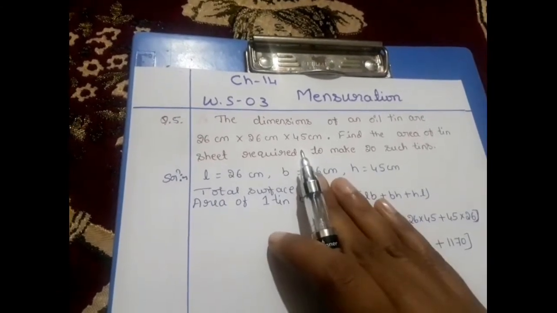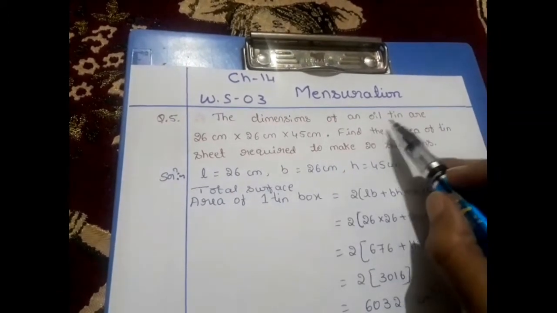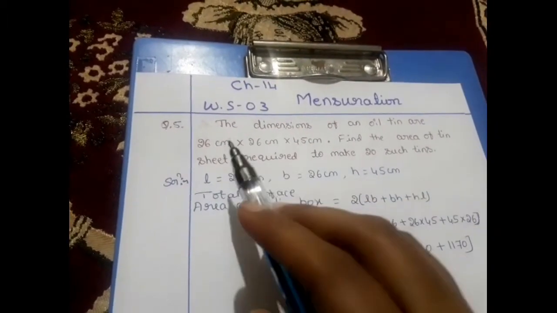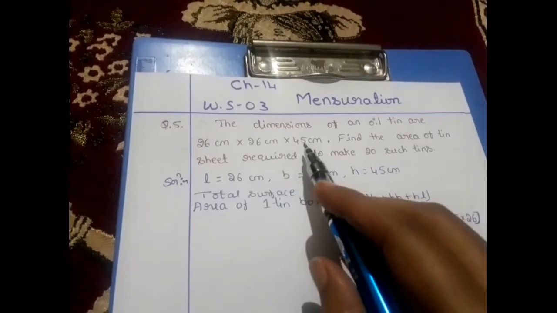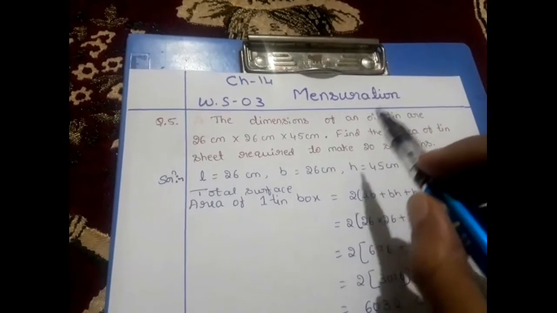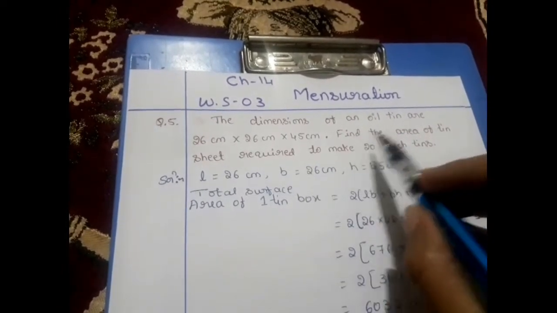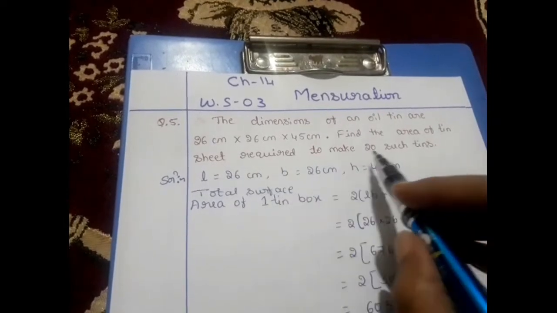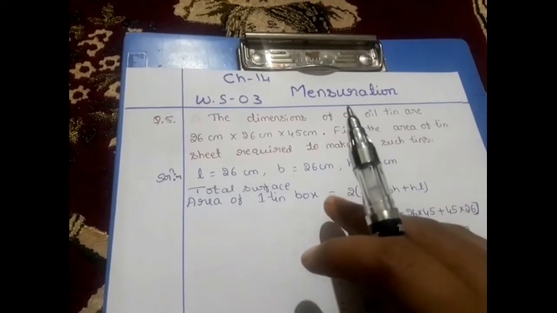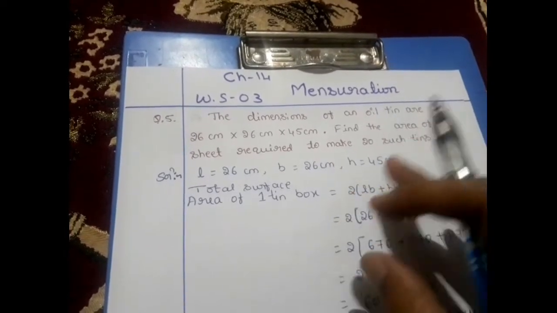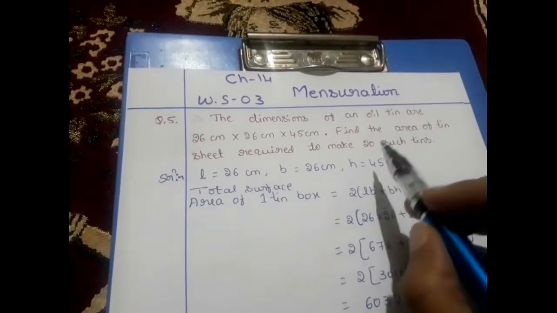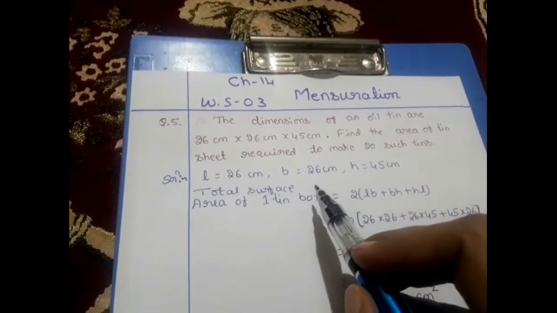In this question, you have to observe the oil tin dimensions given, that is length, breadth and height. When the dimensions given are length, breadth and height, you have to think the given oil tin is in the shape of a cuboid. Here you have to find the area of tin sheet required to make 20 such tins. They have not mentioned directly TSA or LSA, but since they only ask to find the area of the tin, you have to apply the TSA of cuboid formula.